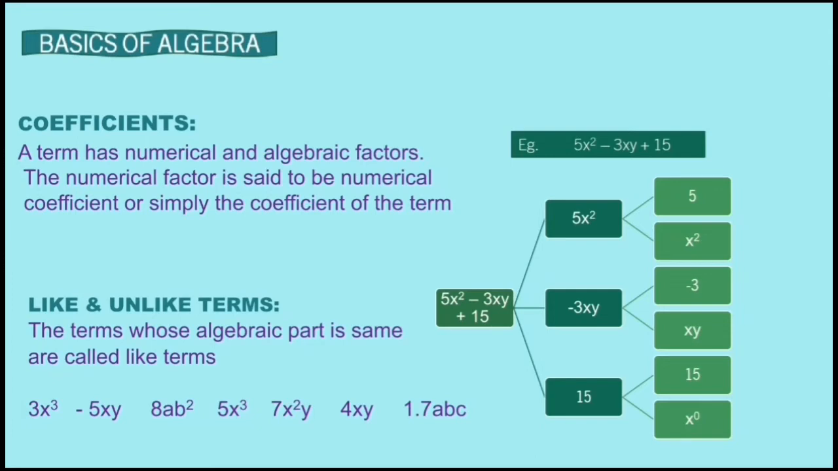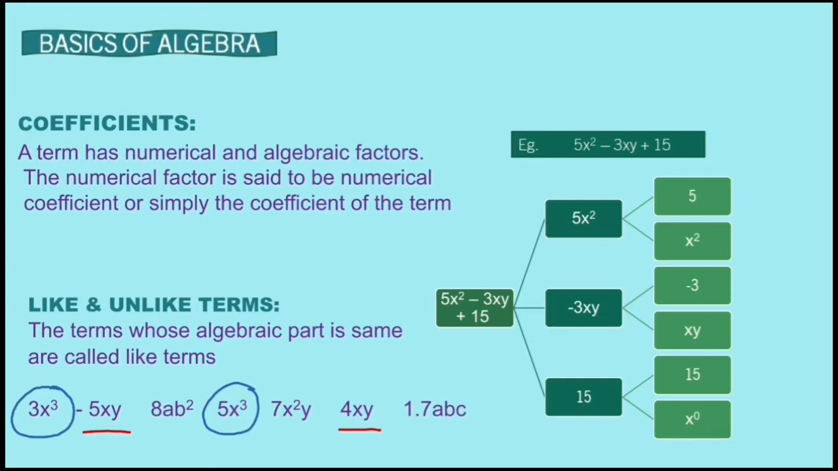Which two terms have same literal parts? Yes, 3x cube and 5x cube, they have same literal part. What is the literal part here? It is x cube. So these two terms are like terms. Can you find another set of like terms here? Very good. Minus 5xy and 4xy are also like terms.